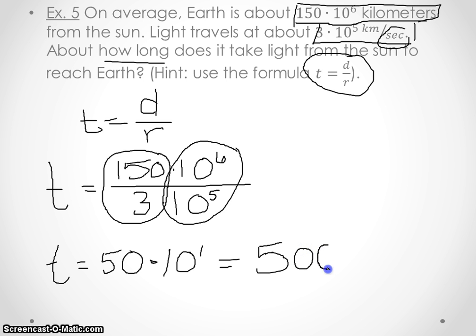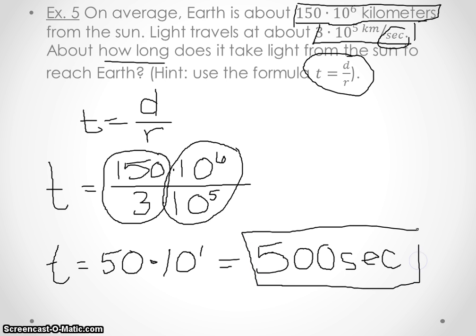500, and we know our unit is going to be seconds. So 500 seconds to reach Earth, which might seem like a long time, but 500 seconds, first of all, really is not that long. And think about how far it has to travel. So that's actually pretty impressive here.